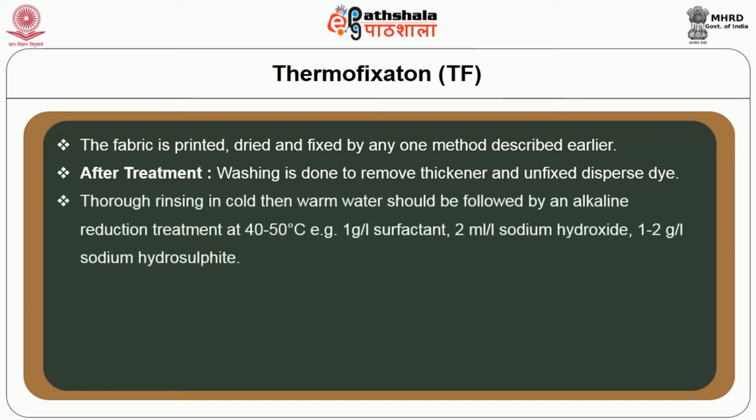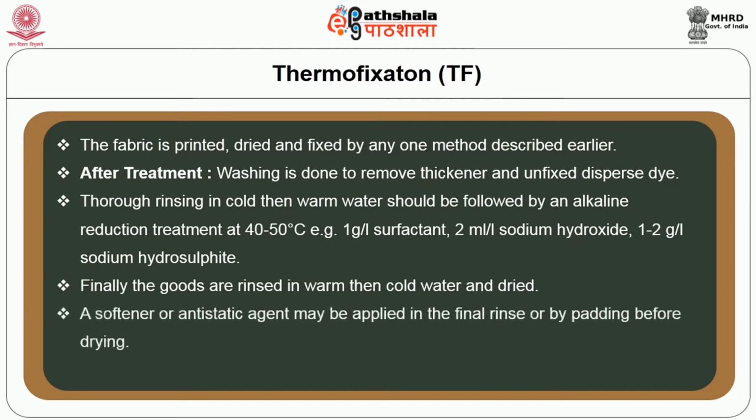Thorough rinsing in cold, then warm water should be followed by an alkaline reduction treatment at 40 to 50 degrees centigrade. Example: 1 gram per liter surfactant, 2 ml per liter sodium hydroxide, 1 to 2 gram per liter sodium hydrosulfide. Finally, the goods are rinsed in warm then cold water and dried. A softener or antistatic agent may be applied in the final rinse or by padding before drying. Disperse dyes have good fastness to all agents.